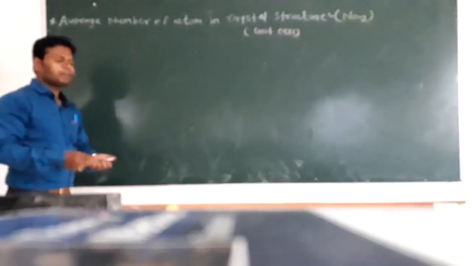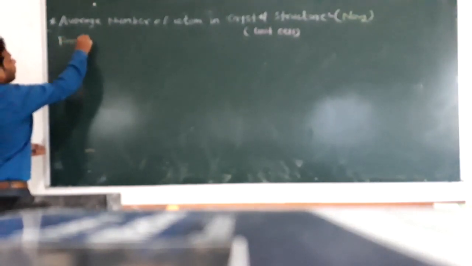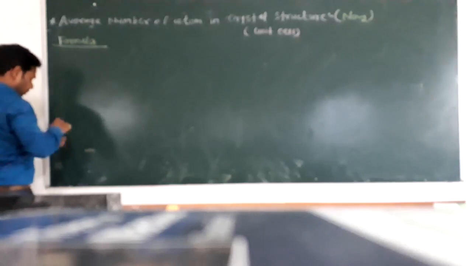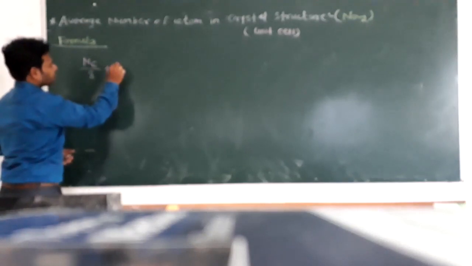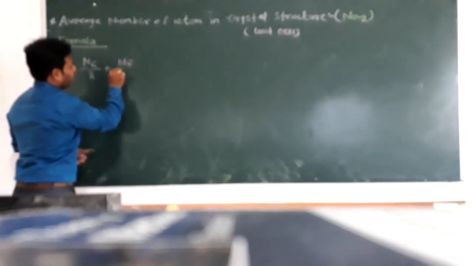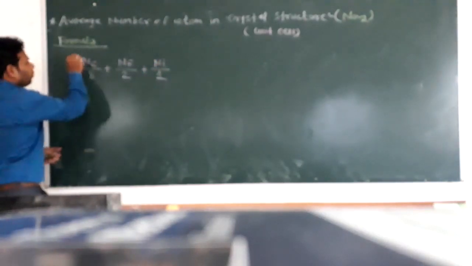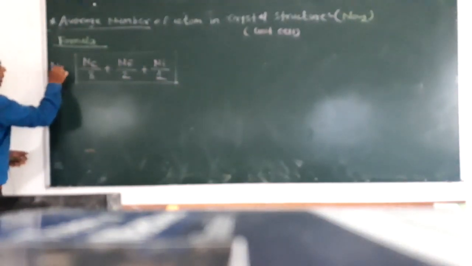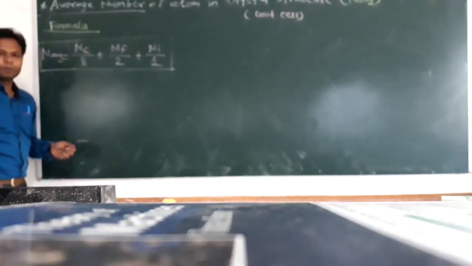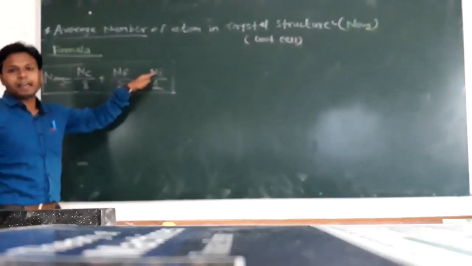The formula is: N average is equal to Nc upon 8 plus Nf upon 2 plus Ni upon 1. This is the formula to find N average.